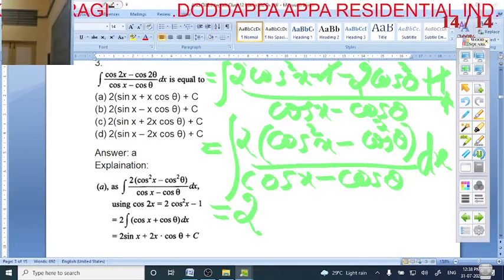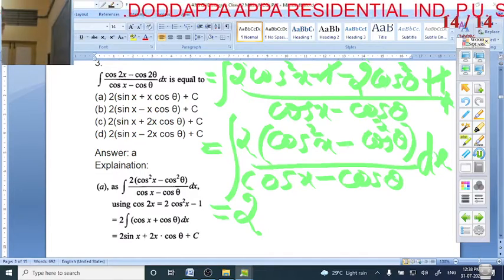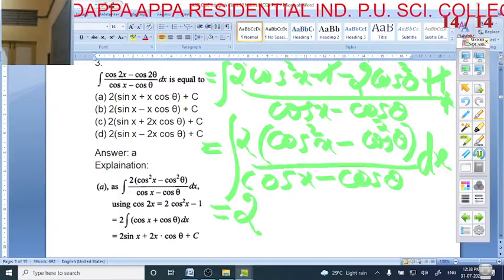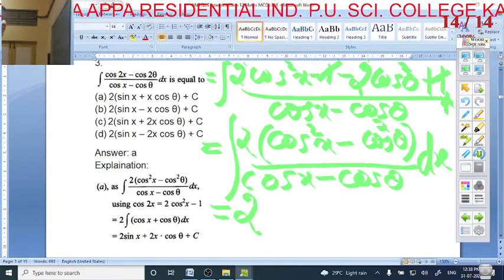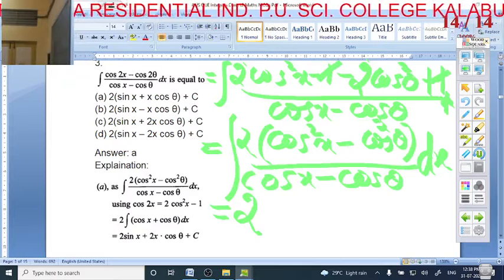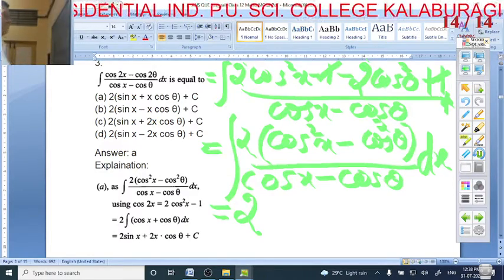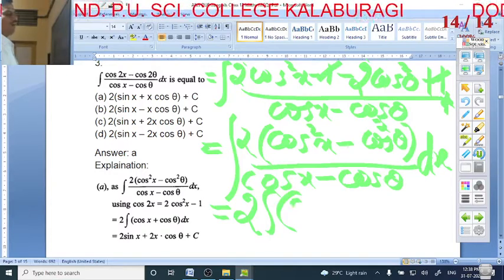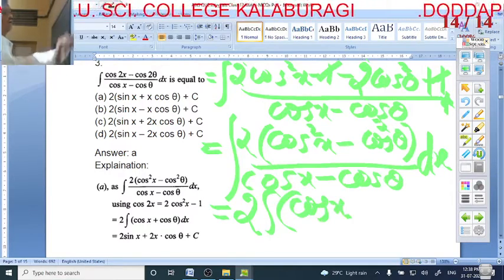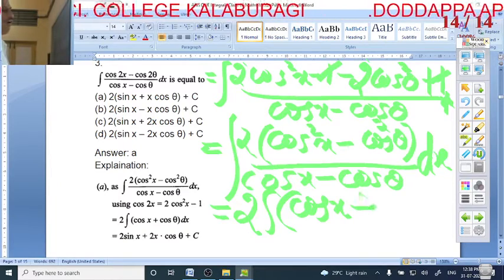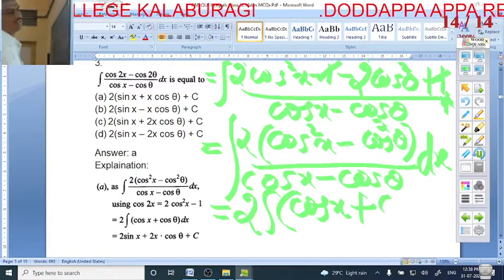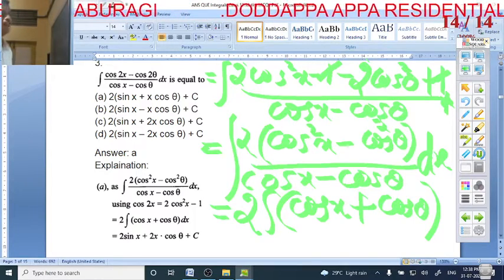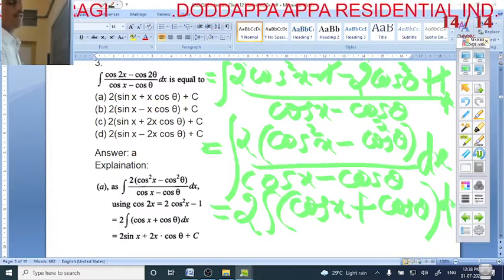So now you use the formula a square minus b square is equal to a plus b into a minus b. The cos x minus cos theta of the numerator and the cos x minus cos theta of the denominator get cancelled. What remains? 2 times the integration of this quantity, that is cos x plus cos theta, and the variable is x.